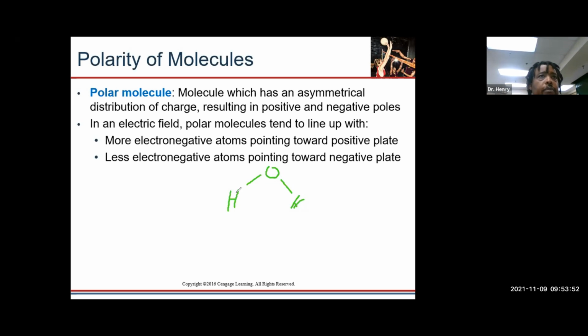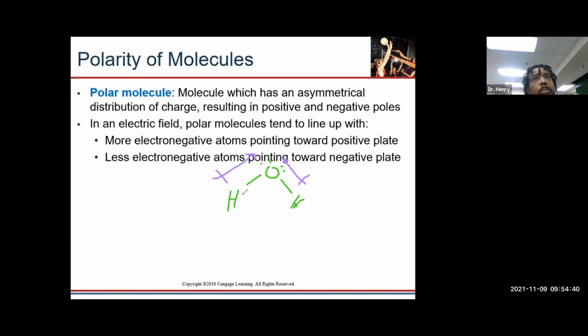Bond-wise, if we look at the bond between hydrogen and oxygen, the bond polarity is going to be favoring oxygen, meaning the electrons are going to be moving towards the oxygen. The electrons spend more time around the oxygen because the electronegativity of oxygen is greater than that of hydrogen. And the same thing is happening over here, so that would be for each of the bonds.